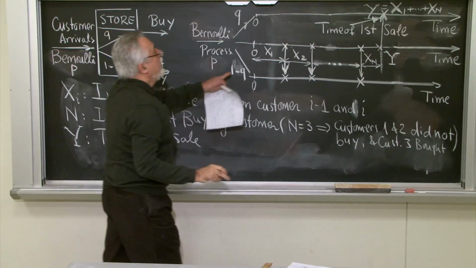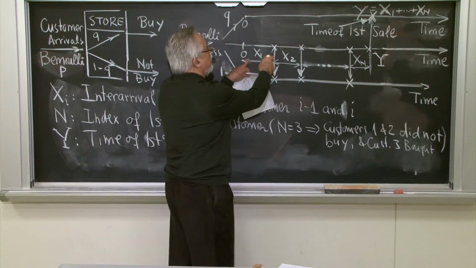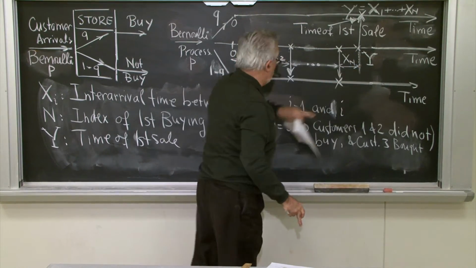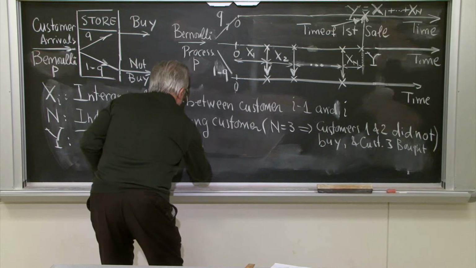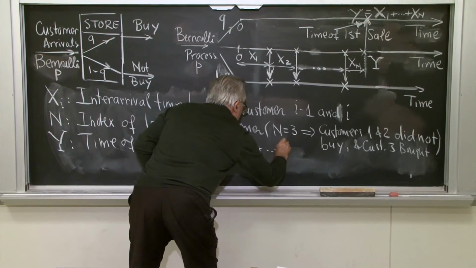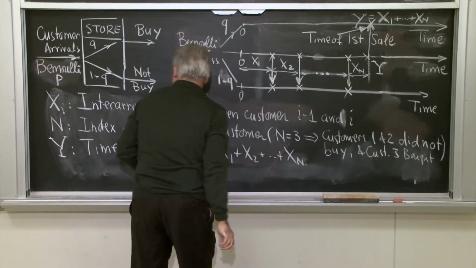And we see that this time is precisely the sum of all these interarrival intervals up to the time of the first sale. So this is x1 plus x2 all the way up to xn.